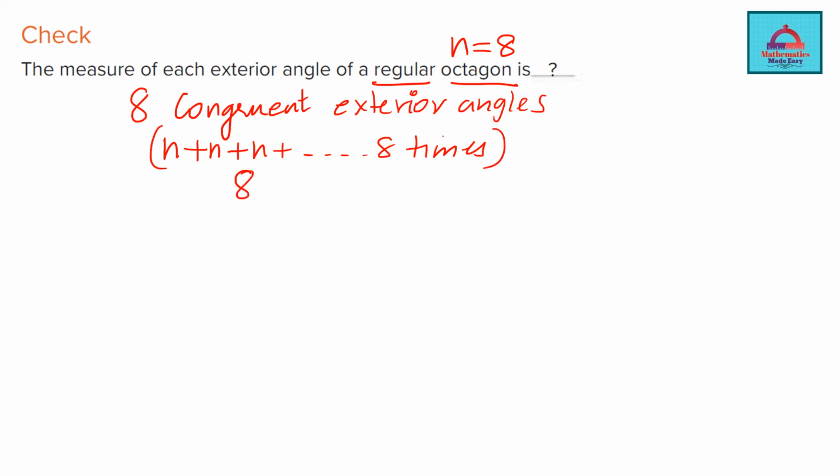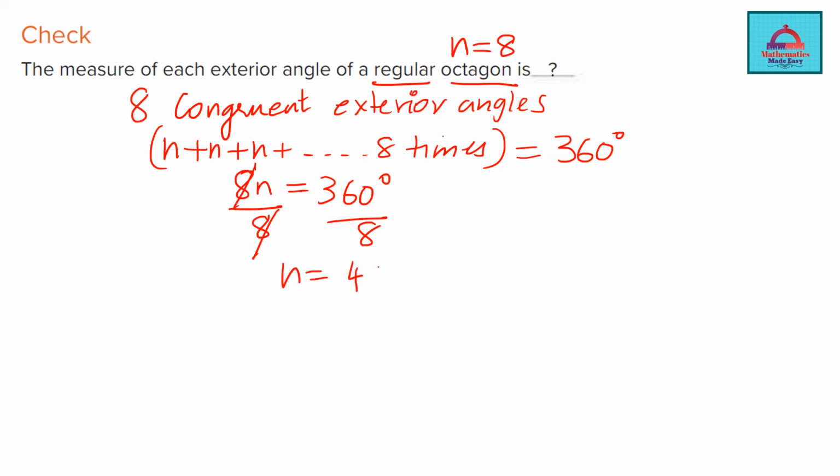So this is same as 8n, and by the exterior angle theorem the sum is 360. So this is going to be 360 degrees. So very simply you have to just solve for the measure of one angle here. So 360 divided by 8, you divide both sides by 8, this cancels, and you get n as 45 degrees.